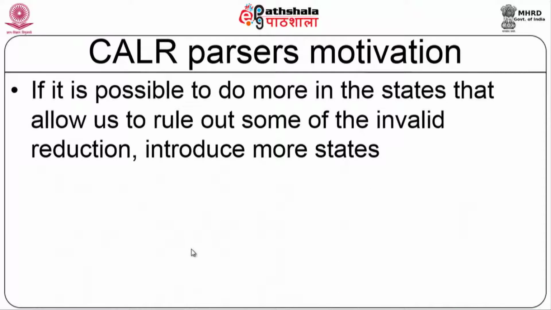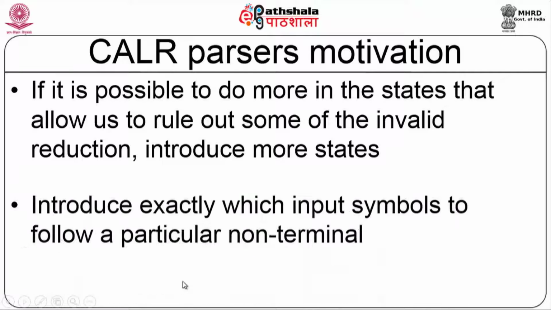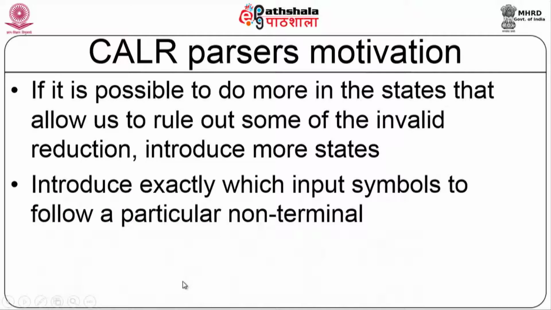So, that is the requirement for the canonical LR parsers, where the motivation is that if it is possible to do more in the states that allow us to rule out some of the invalid reductions, we will be in a position to have a better parser design. So, here we introduce more states as compared to SLR parsers, and exactly which input symbols can follow a particular non-terminal is also decided. Here the reduction is not based upon the follow, but the input symbol is stated explicitly in the item itself.